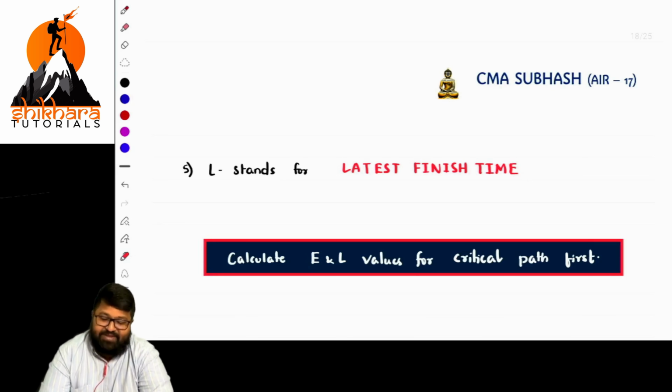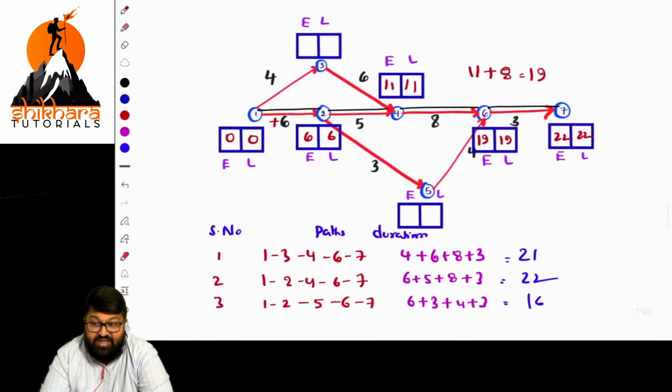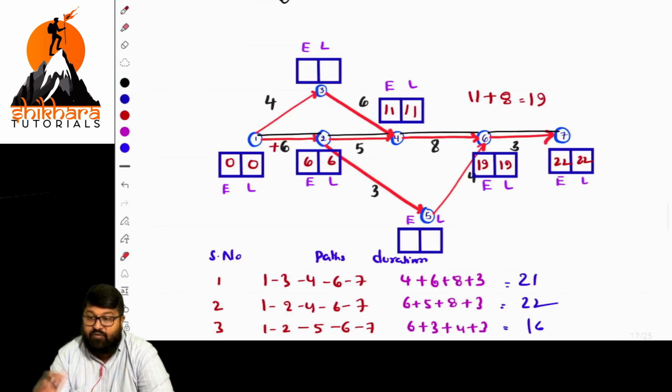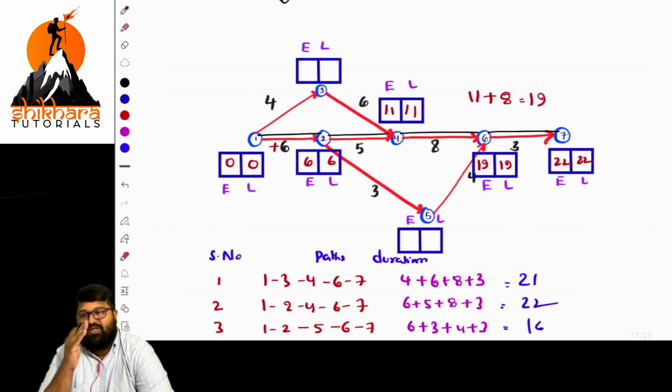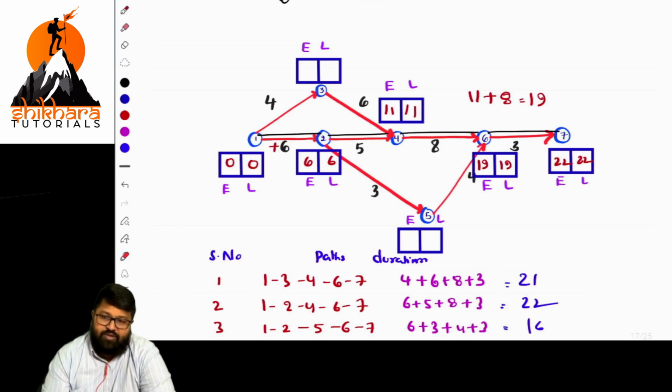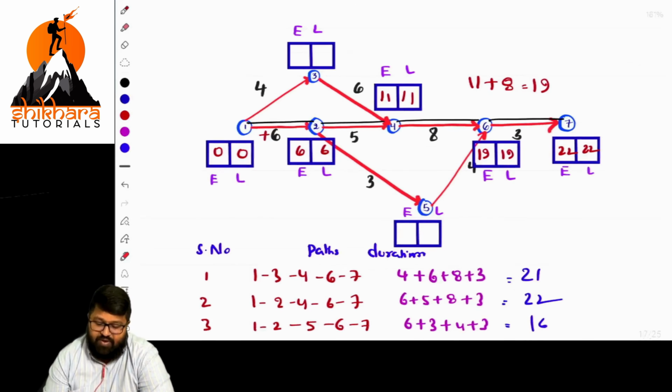Okay, now sir, L stands for LFT. Clear? And E starts from right to left or left to right? Left to right, E. What about L? Quite opposite, right to left. Okay, so that is the most important thing. Once the critical path E and L values are done, we have to go with our values.